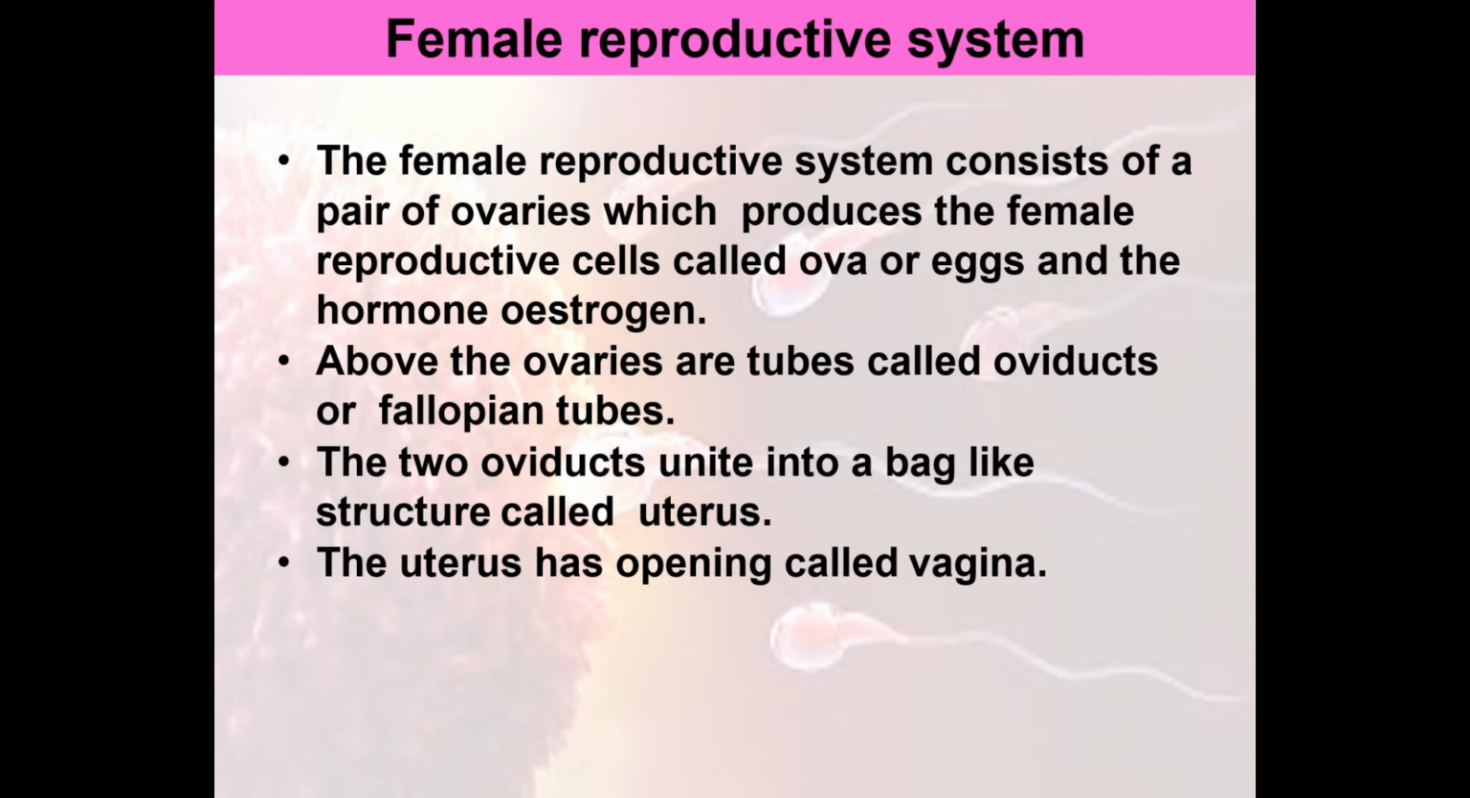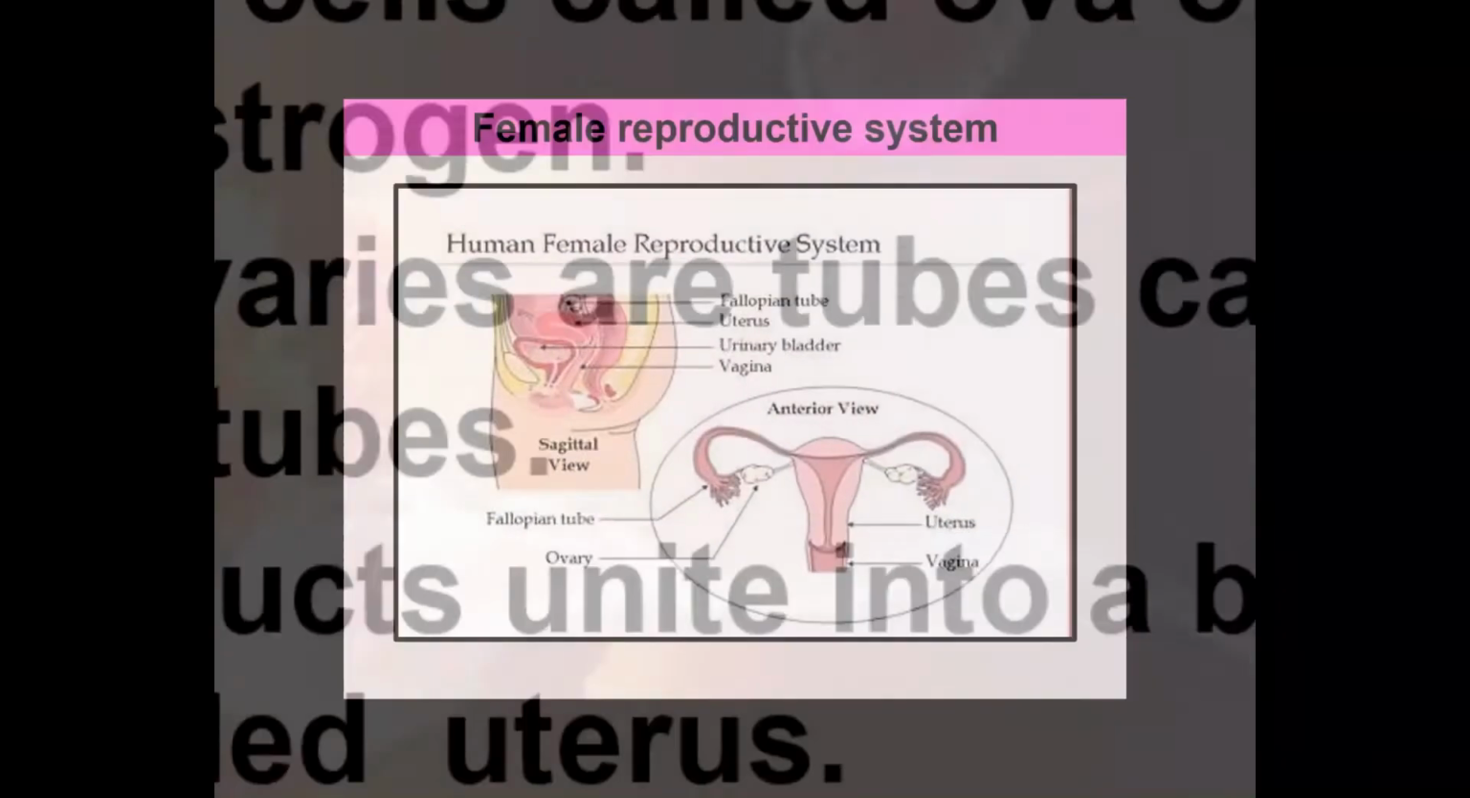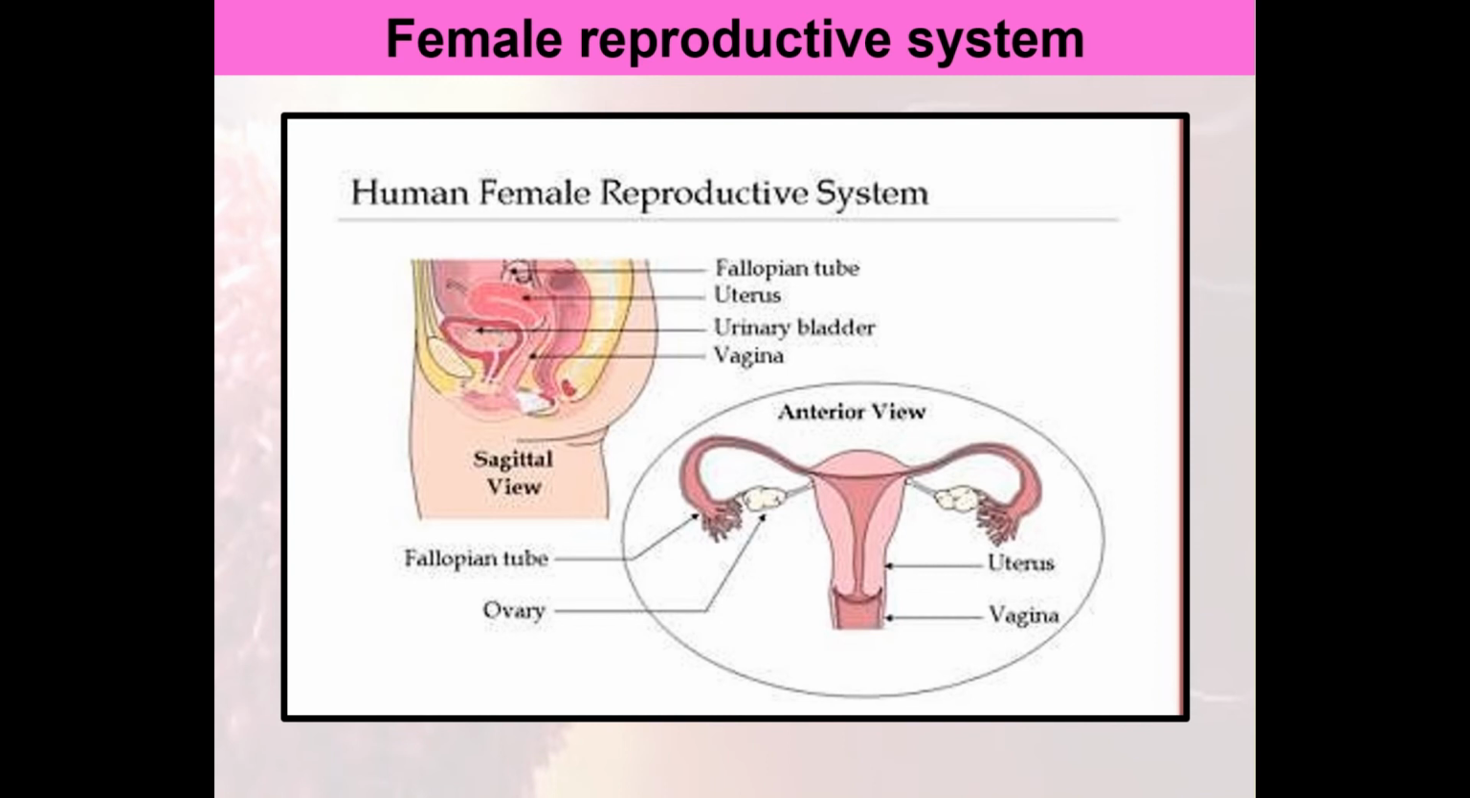Now these are the ovaries, and you can see there's a certain gap between the oviduct, or fallopian tube, and the ovaries. The fallopian tubes from both sides open into this muscular structure called the uterus. The opening of the uterus is called the cervix, and then again there is a muscular structure called the vagina. This represents the side view of the female reproductive system.